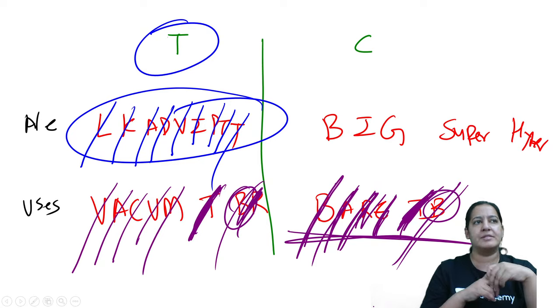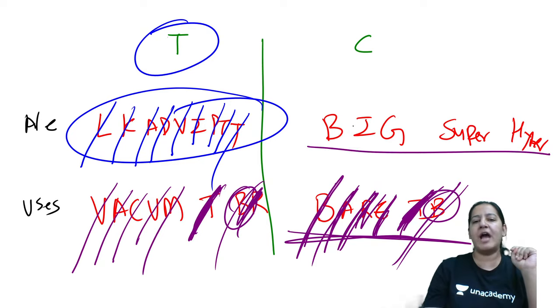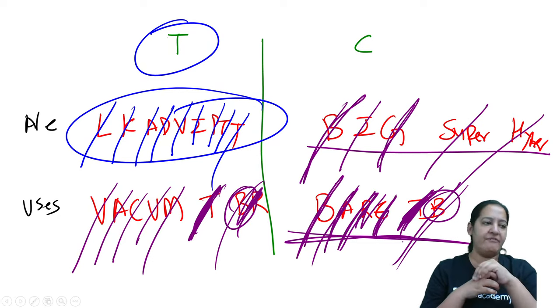Everyone give me a thumbs up. Right. And what is the big super hyper? B is bone marrow suppression, irritative effect, gray baby syndrome, super infection, hypersensitivity. Everyone give me a thumbs up.